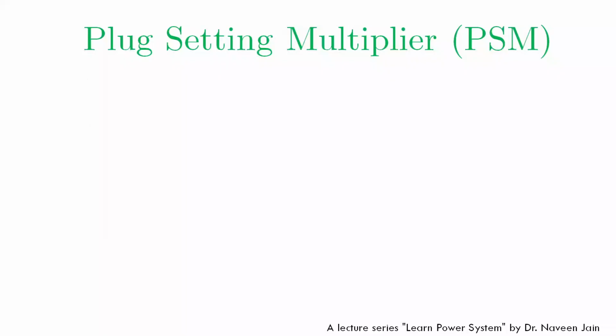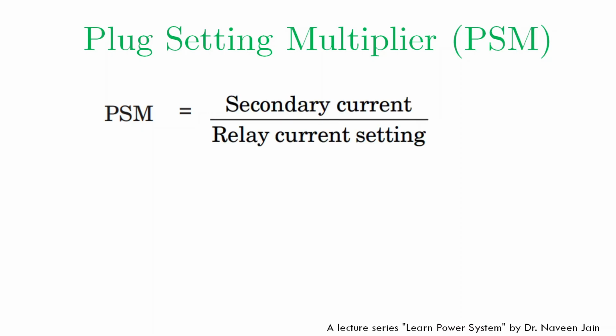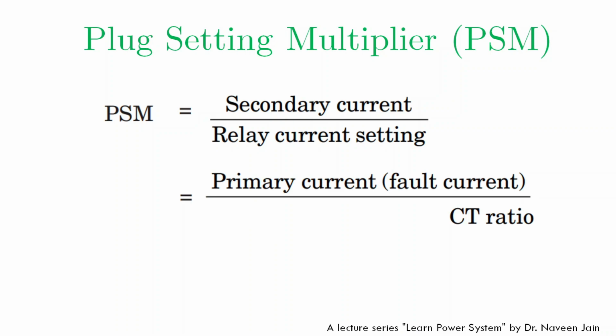Plug setting multiplier, usually known as PSM. It is nothing but the ratio of secondary current to relay current setting. So the secondary current is primary current, or fault current, divided by the CT ratio.